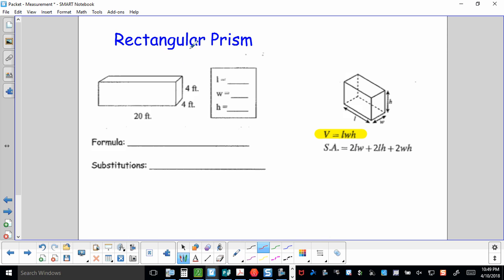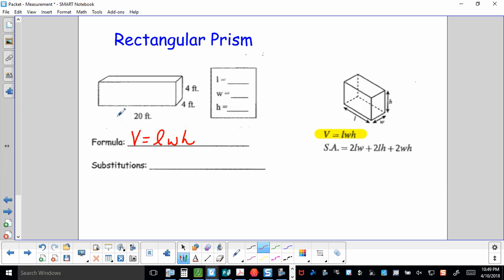So here we have our figure. The first thing we want to do is identify it. It's a rectangular prism. We want to look at our formula sheet and find the formula for it. The formula for the volume of a rectangular prism is length times width times height.